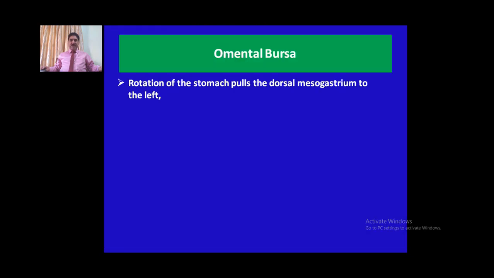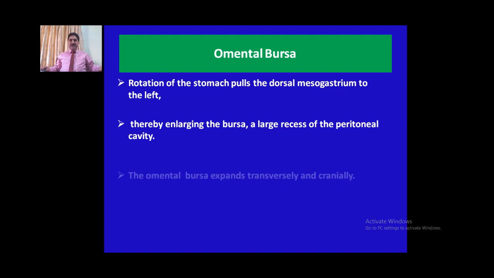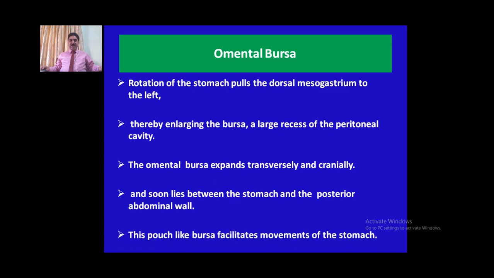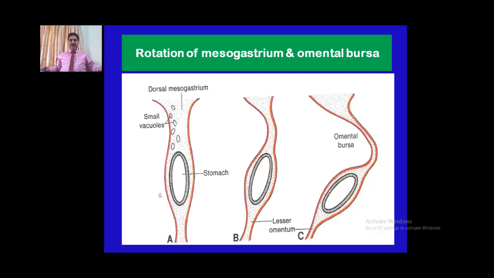So rotation of the stomach pulls the dorsal mesogastrium to the left, thereby enlarging the bursa, a large recess of the peritoneal cavity. The omental bursa expands transversely and cranially and soon lies between the stomach and the posterior abdominal wall. This pouch-like bursa facilitates movements of stomach.